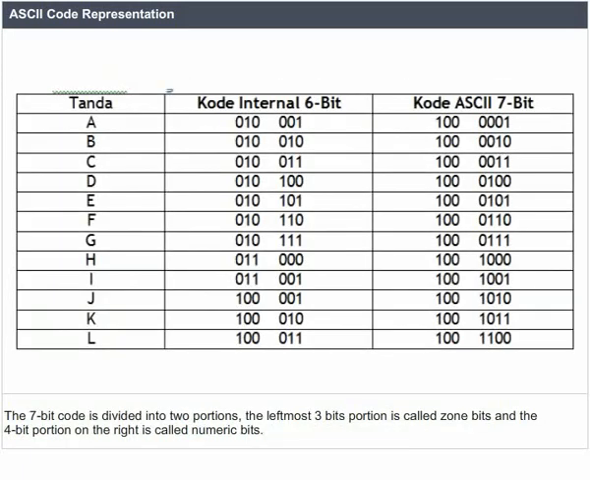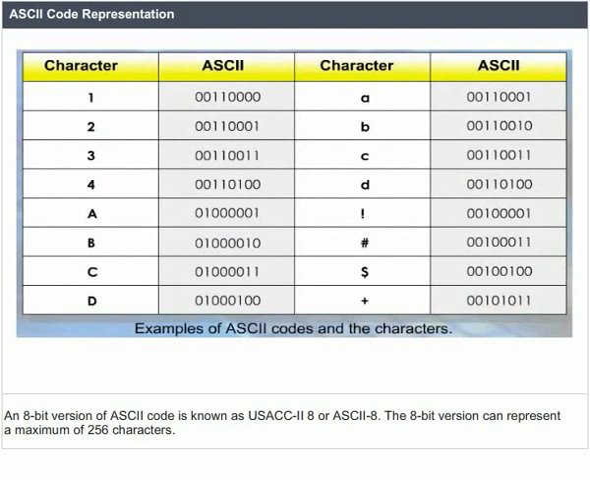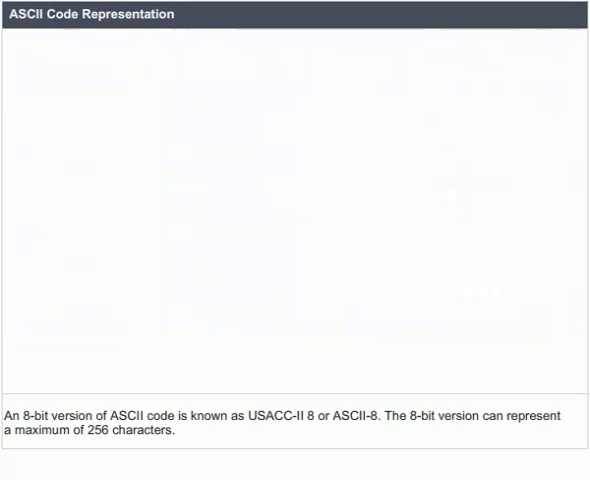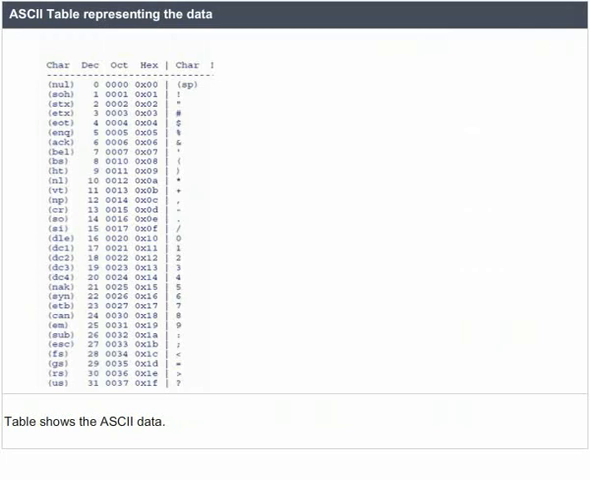The 7-bit code is divided into 2 portions. The leftmost 3-bit portion is called zone bits, and the 4-bit portion on the right is called numeric bits. An 8-bit version of ASCII code is known as USASCII-8 or ASCII-8. The 8-bit version can represent a maximum of 256 characters. For the character data type, its representation uses codes such as ASCII, IRA, or EBCDIC. The ASCII table shows the data.